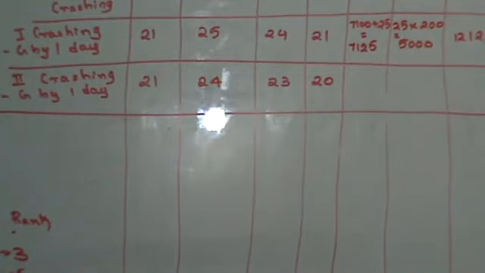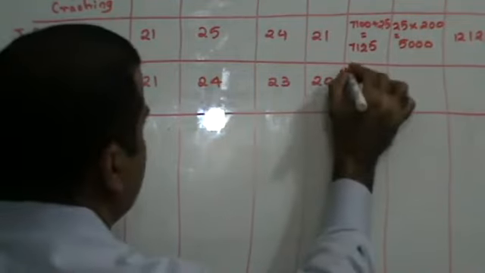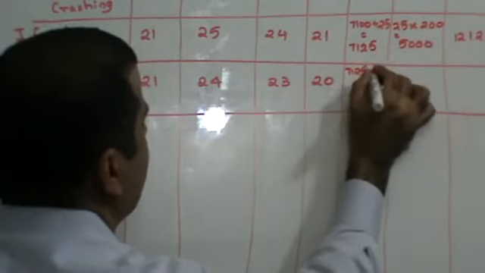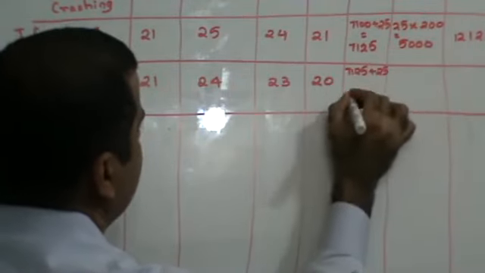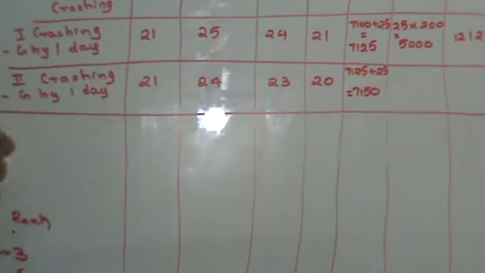So now my direct cost was already 7125. Crashing cost of G is 25 rupees. So this will become 7150.